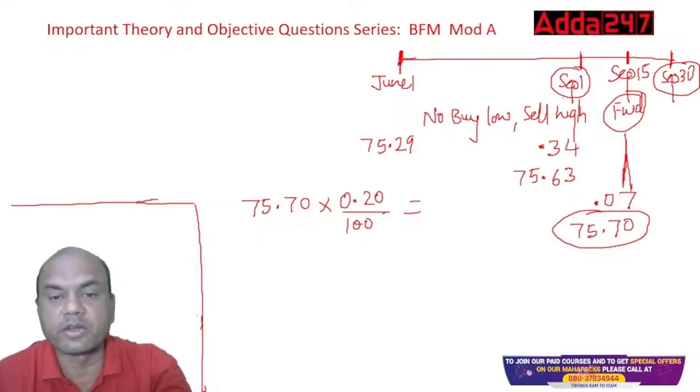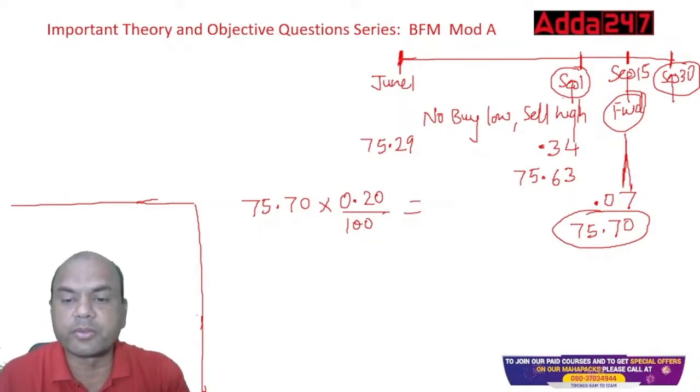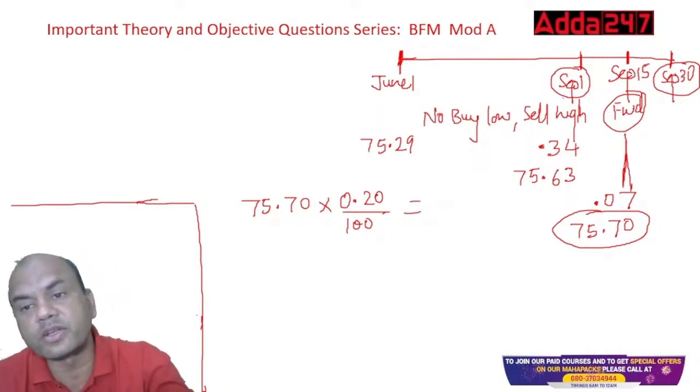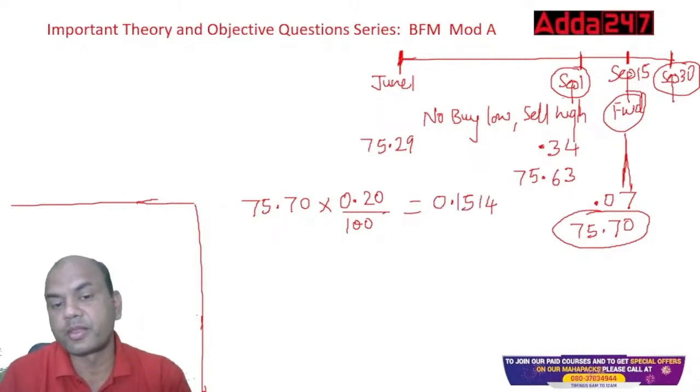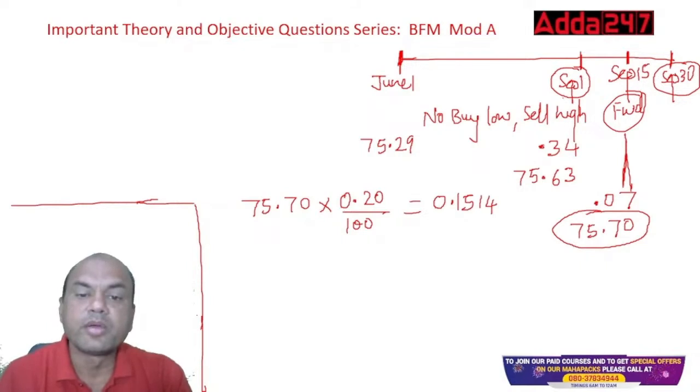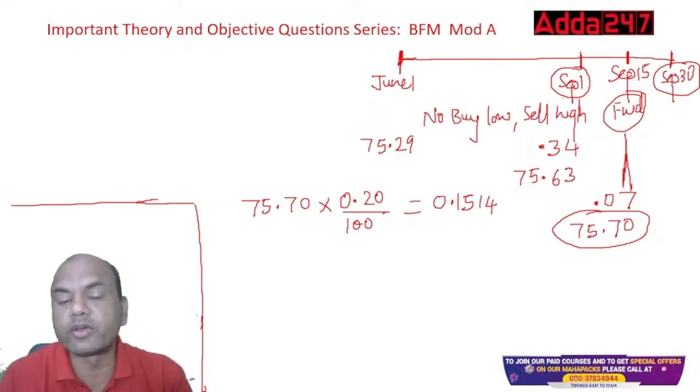Let me also try along with you. So 75.7 into 0.2 upon 100. So 0.002 you can write it, or you can divide it by 100 later. So what is the answer you're getting? You're getting 0.1514, right? This is the answer you might be getting. So 0.002 into this, so 0.1514 you are getting.